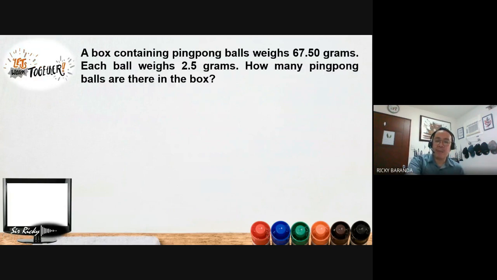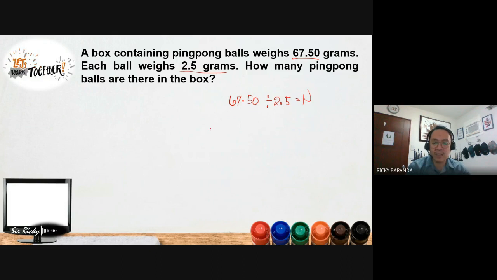So a box containing ping pong balls weighs 67.50 grams. Okay. Each ball weighs 2.5 grams. How many ping pong balls are there in the box? So kung ang ping pong balls na nasa loob ng box ay ang bigat niya ay 67.50 grams at ang bawat ping pong ball ay 2.5 grams, anong gagawin natin? So we will be just simply dividing the total weight of the ping pong balls inside the box. So 67.50 grams, divide lang natin siya sa 2.5 grams equals n.